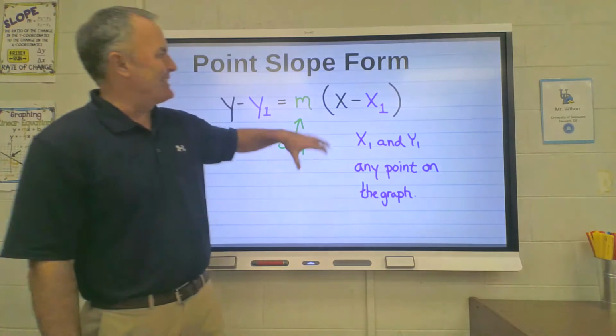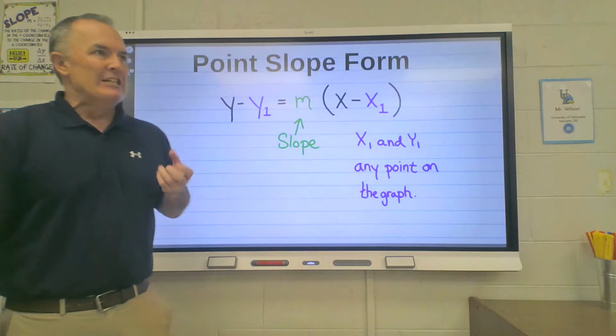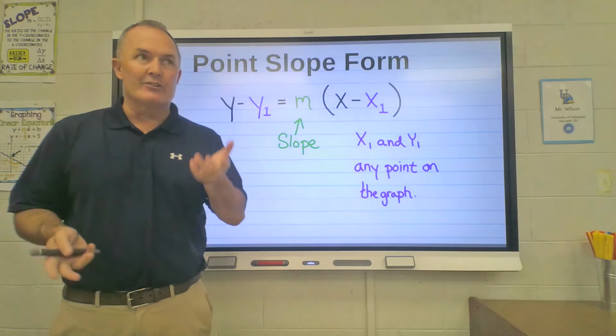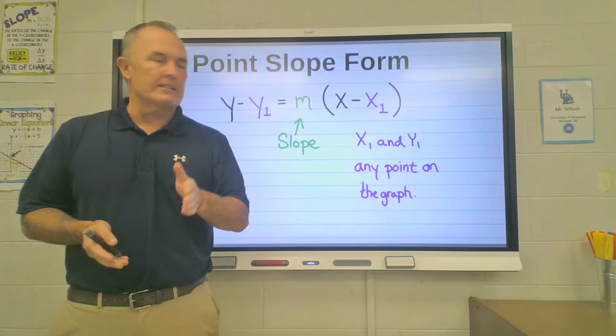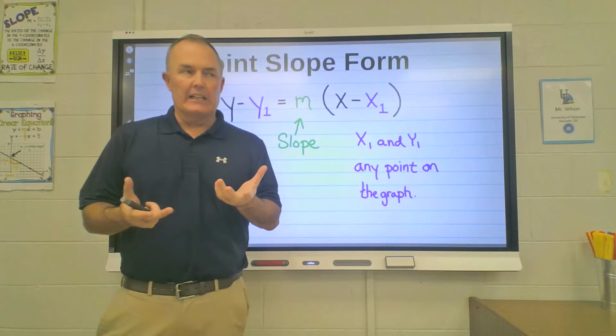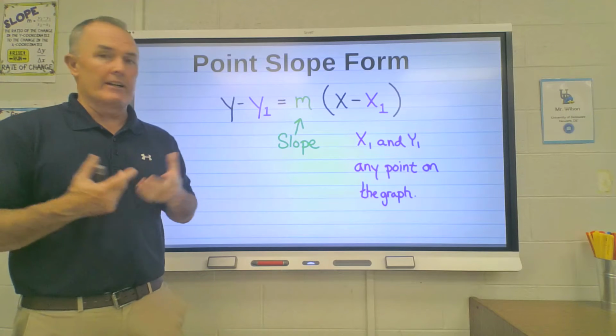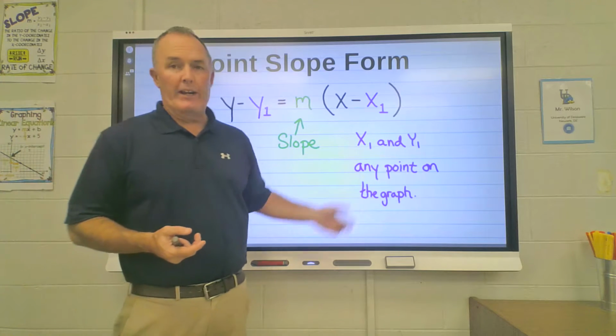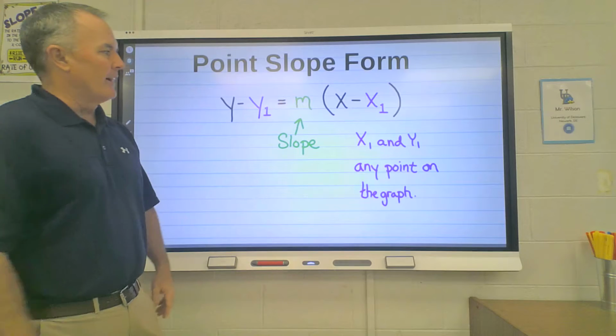The difference between point slope and slope intercept form: slope intercept form uses a point, but it uses a point right at the y-axis. You might not be given that in class or on a homework assignment or on a test. You might be given some other random point. And all you do is plug information in.